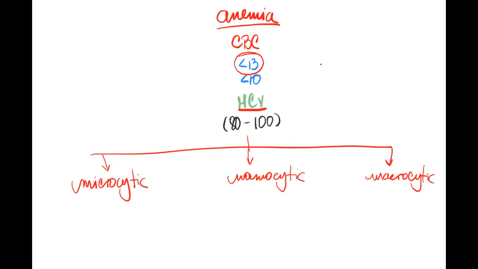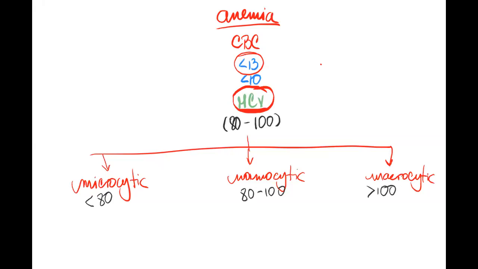That classification depends on the range of the MCV, the mean corpuscular volume. If the mean corpuscular volume is between 80 to 100, that is a normocytic anemia. But if the MCV is less than 80, it is a microcytic anemia. If the MCV is greater than 100, that is classified as a macrocytic anemia.